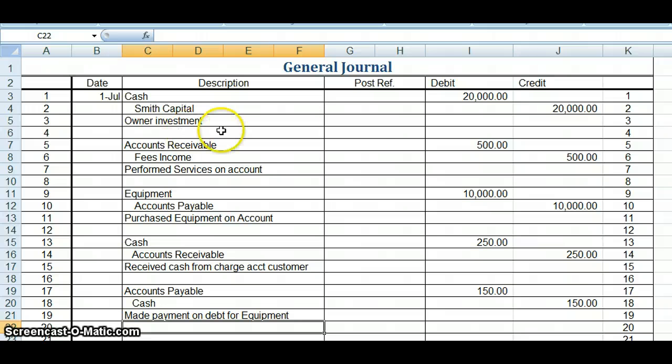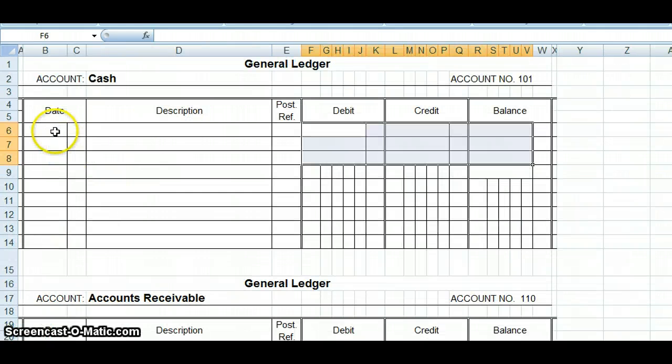So what we will do is we will first say, okay, $20,000 debit to cash. I'll flip over to my ledger, and I'll put in the date, July 1st. Oops, not July A, July 1st. And we'll just put 11 in there for 2011. You do not need a description every time in your ledger. Our posting reference is J1 because it's coming from journal page 1. Our debit is going to be $20,000. And our new balance in cash will be $20,000.